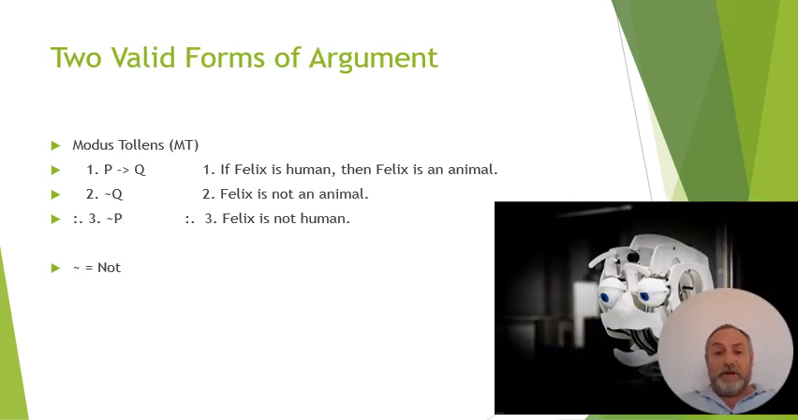Another valid form of argument is modus tollens. So we have the same first premise, if Felix is human, then Felix is an animal, but the second premise is the negation of the consequent of that conditional. So we have Felix is not an animal, and we can validly conclude that Felix is not human. For example, if Felix is a robot.